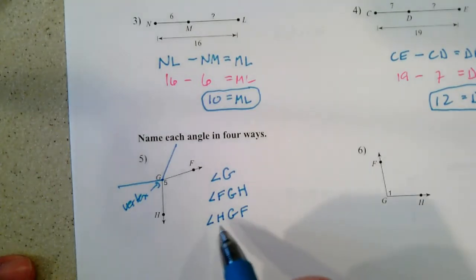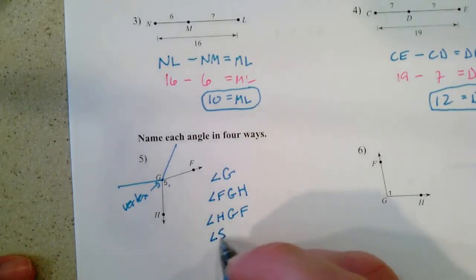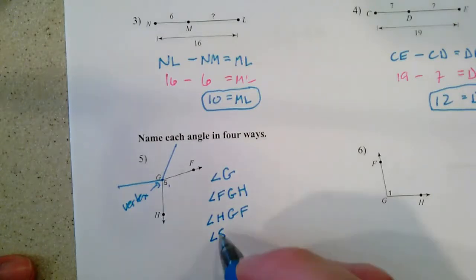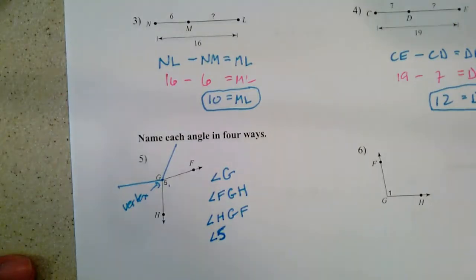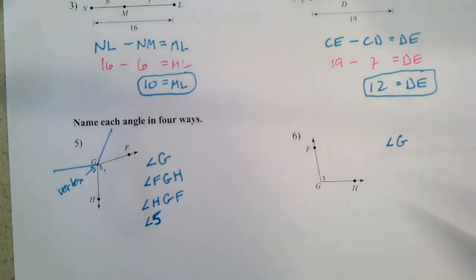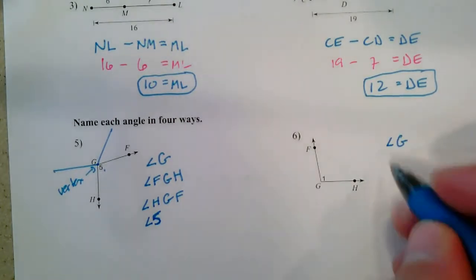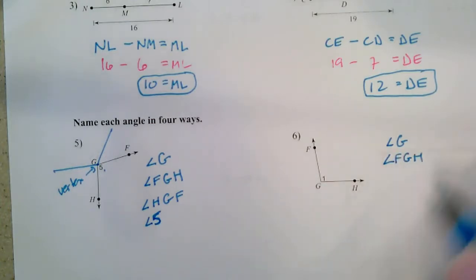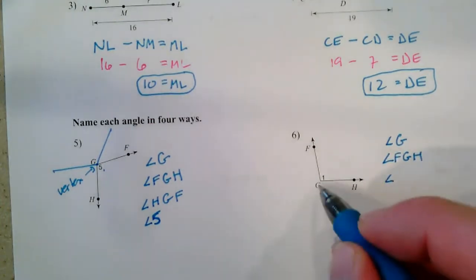Now, finally, you could also just call it angle phi. Sometimes there'll be a small number or sometimes a small lowercase letter on the inside that you can use to name it as well. This is a phi. Sometimes it's easier to work that way. So let's take a look next door. Here, this could be called angle G. It could be called angle FGH, wrapping around. It could be called angle HGF.